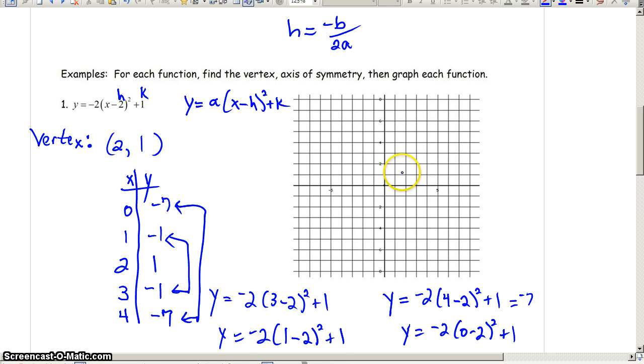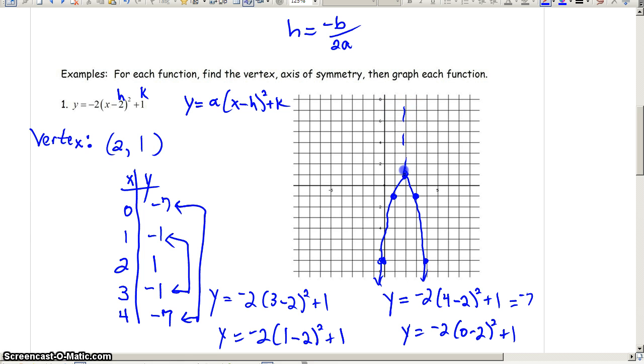So what will this graph look like? Well, let's plot the vertex first. 2 to the right, up 1. We can see that we're going to be at 3 comma negative 1. 1, 2, 3 steps to the right, down 1. 1 comma negative 1, 1 step right, 1 step down. 4 to the right, 1, 2, 3, 4, and then we're going to go down 7. That's going to be right over here. And just as well, we'd have 0 comma negative 7. Once again, you get this very nice looking parabola, just like so.